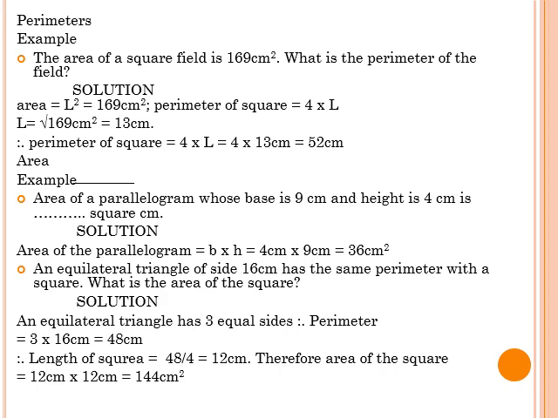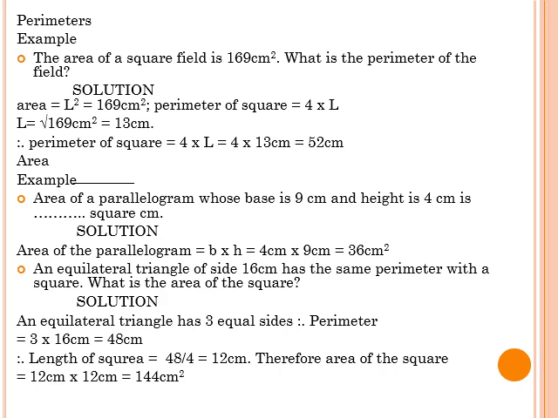So when you take the square root of 169 centimeters square, it gives you 13 centimeters. Therefore, if you substitute 13 centimeters into the formula for finding the perimeter of a square, which is 4 times L, it will give you 4 times 13 centimeters, which is equal to 52 centimeters. That is the perimeter of that square field. Okay, we move on to the next example, which is on areas.